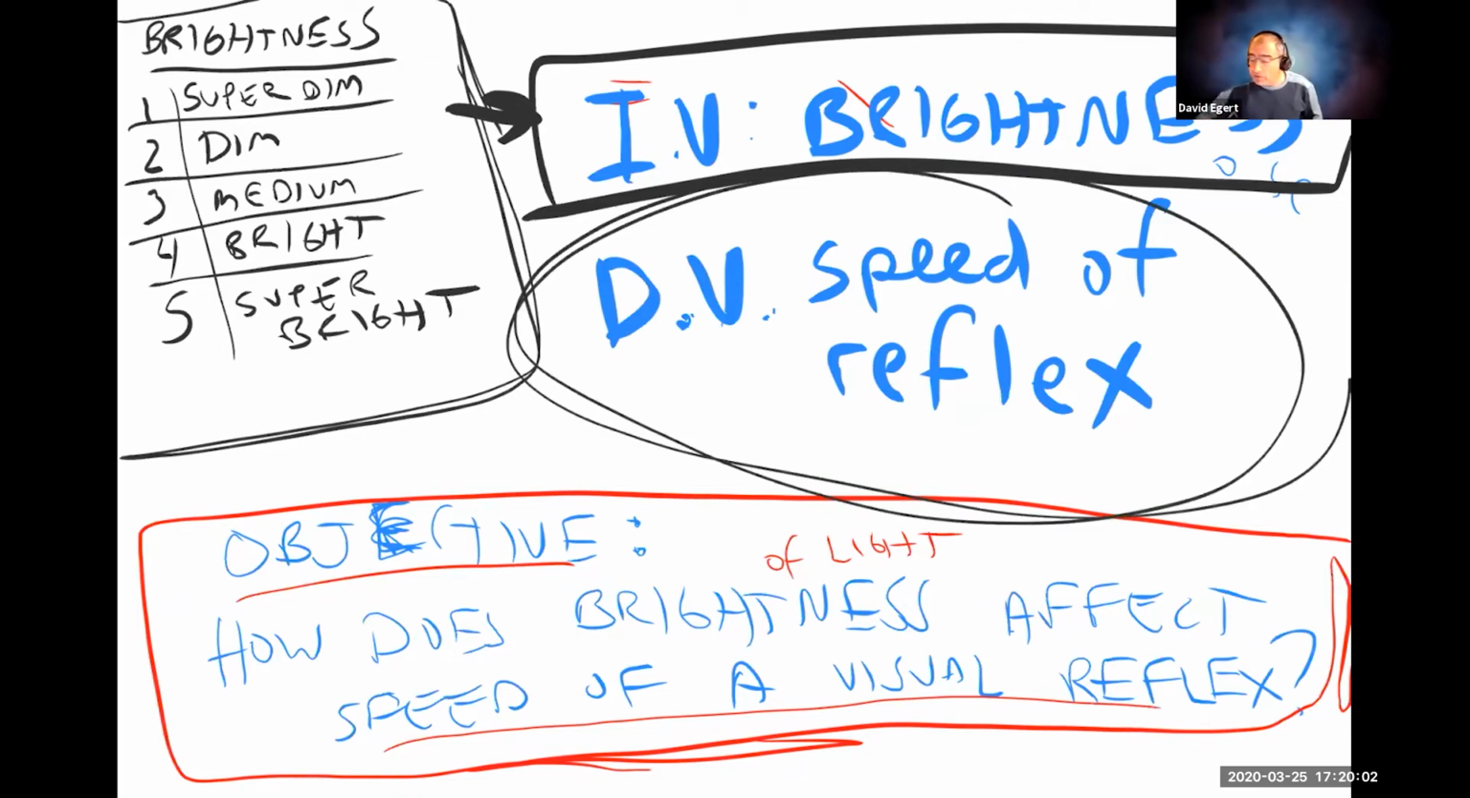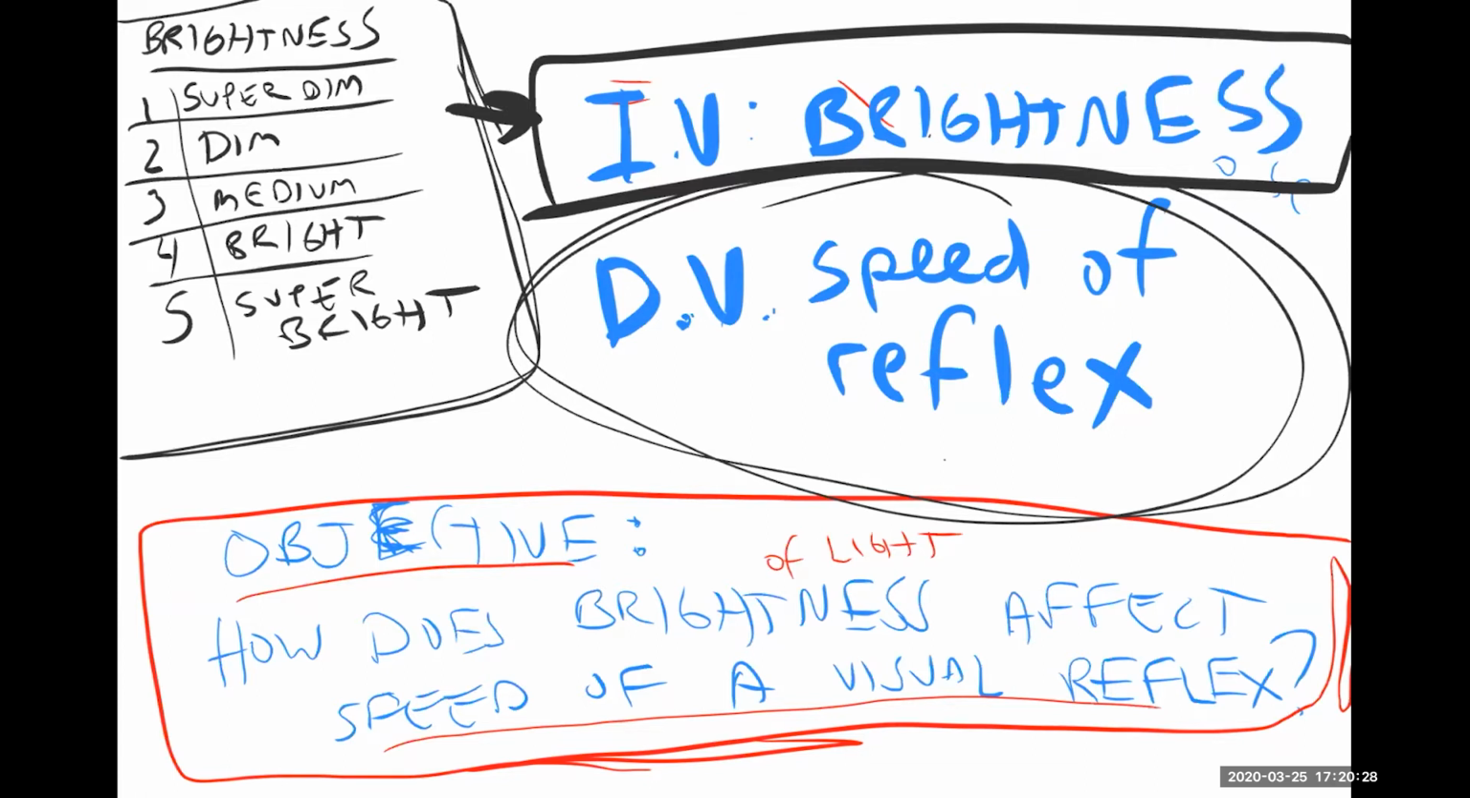This part's going to be a little trickier. To measure the speed of a visual reflex, we need a visual reflex. Does anybody have any suggestions for what we could use as a visual reflex for this experiment to see if brightness affects its speed? Could we use our phone lights? So what would the reflex be? Or would we look at our pupil?